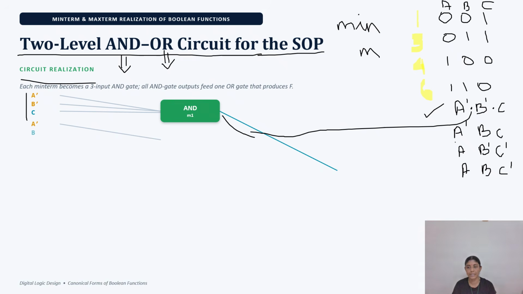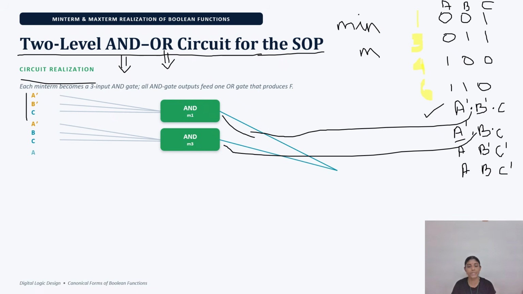A dash. What is the next? B. Next it is C. Again, what is the operation you are using? Dot. What is the dot operation? Dot operation is nothing but your AND gate. So this is also represented here.